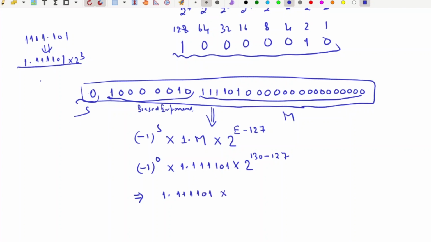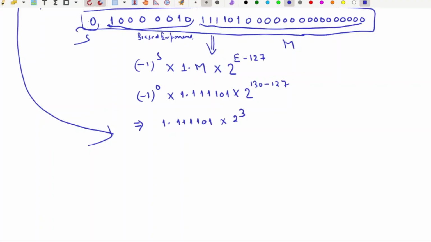1.111101 multiplied by 2 to the power 3. This number is the same as this number. This is the process of writing or storing a number using single precision, that is, the 32-bit IEEE 754 format. This is single precision, meaning a 32-bit format is used for representing a number.